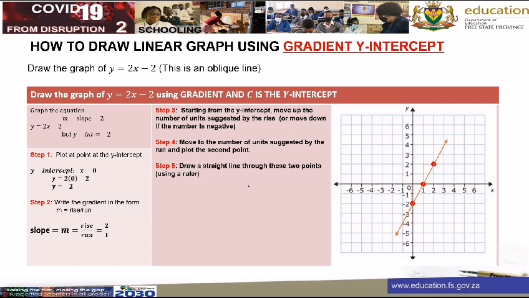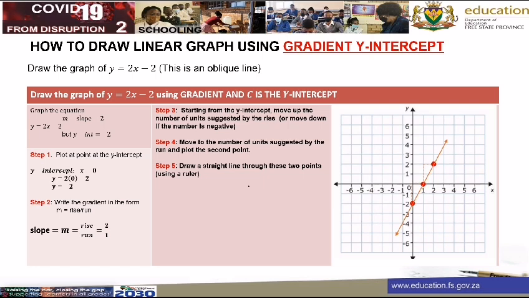From that point (0, 0), we go to the fourth step, where you are supposed to move a number of units suggested by the run. Remember, our run is 1. And then you plot the second point. From that second point, you can draw another point again. Moving up again, suggested by the rise, which is positive 2, you move 2 units up. And then from that point again, you move 1 unit to the right, suggested by the run.